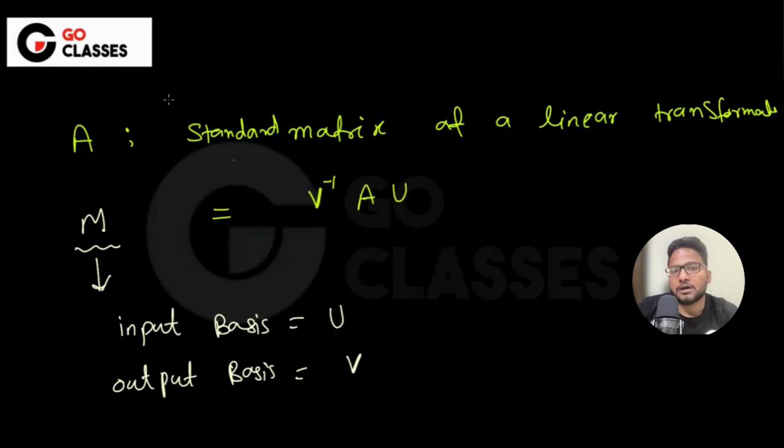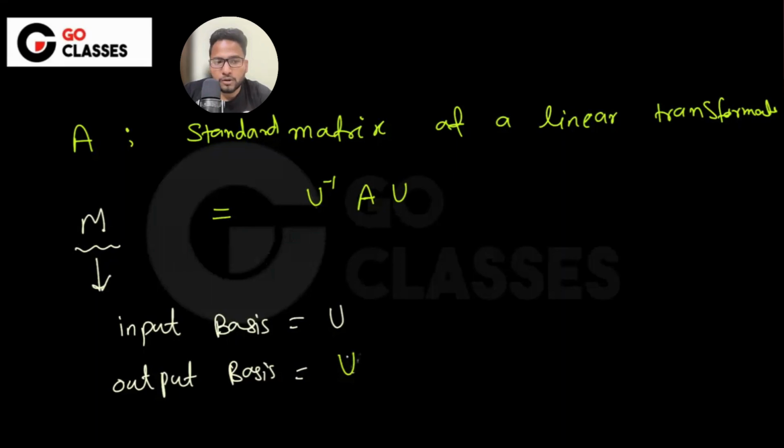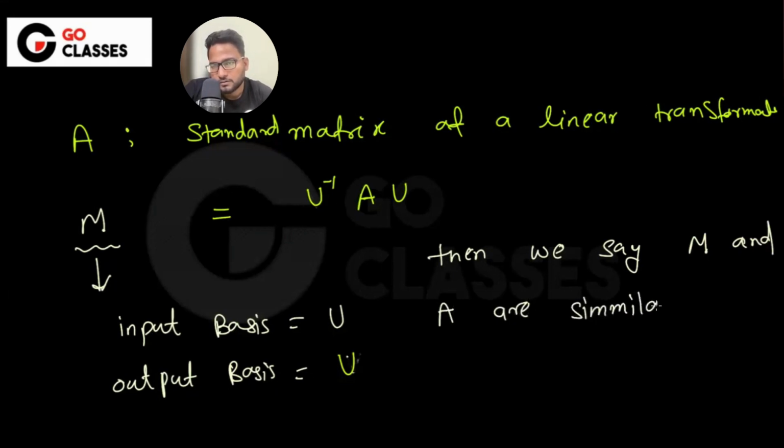If you recall from the last lecture, M and A are similar if the input and output bases are the same. For example, if the input and output basis are both U, then M equals U inverse AU, with respect to the basis U. Then we say M and A are similar matrices.